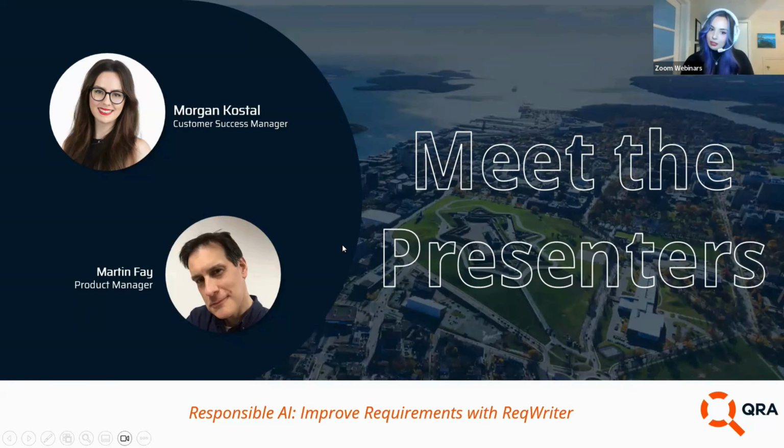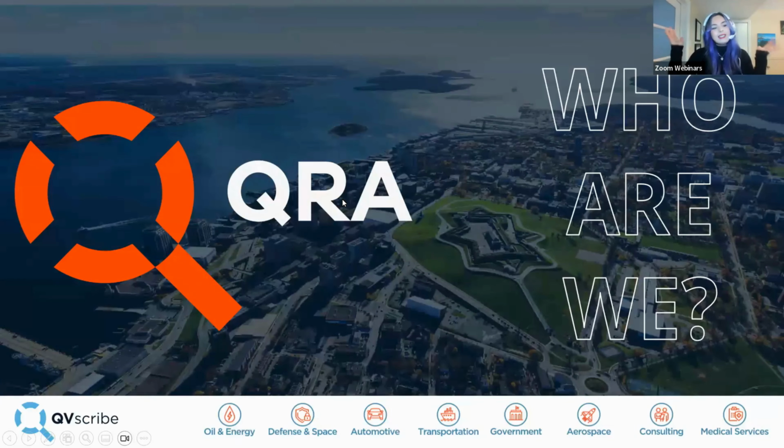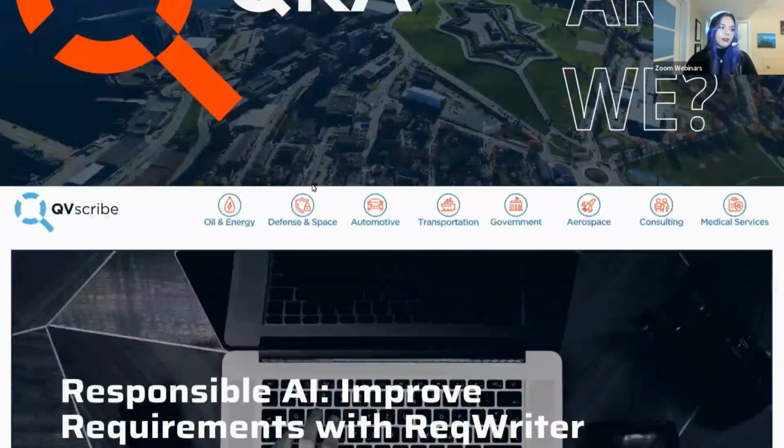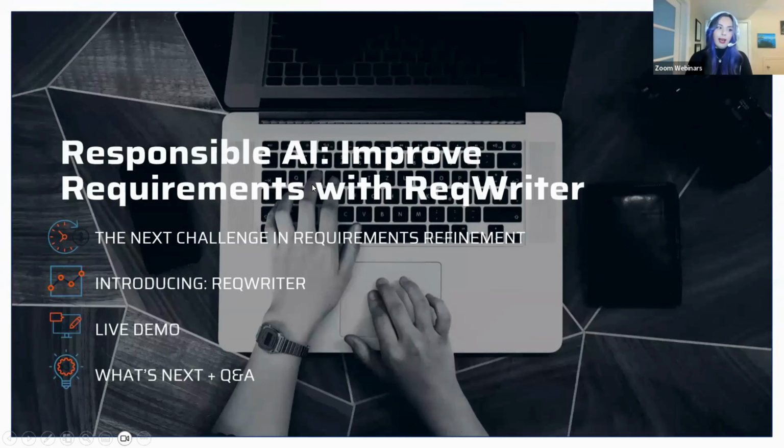If you are new to QVscribe, it's a tool designed to help reduce communication issues, improve clarity, and ensure consistency across projects. Today, we're taking the next step in our journey, and we're super excited to introduce ReqWriter and show how it brings standard-aligned, human-controlled AI into the requirements process.